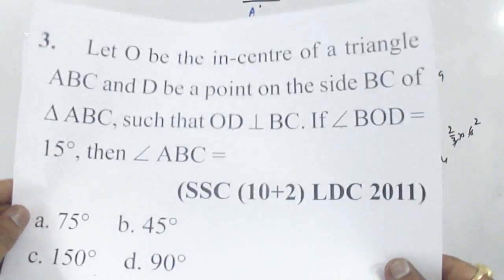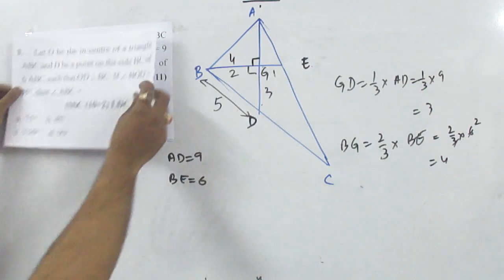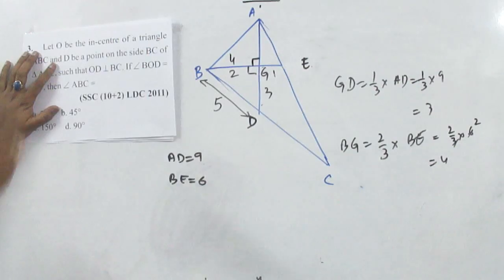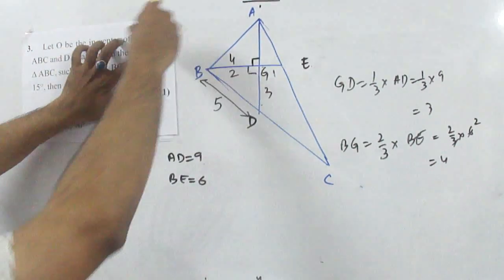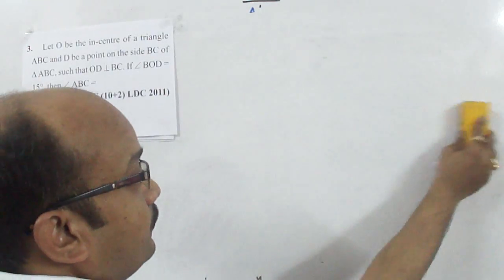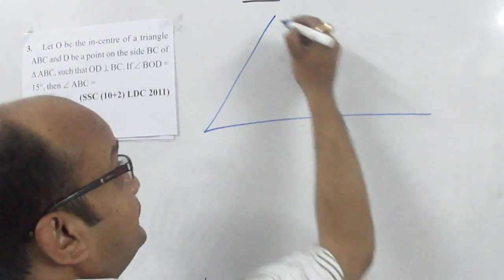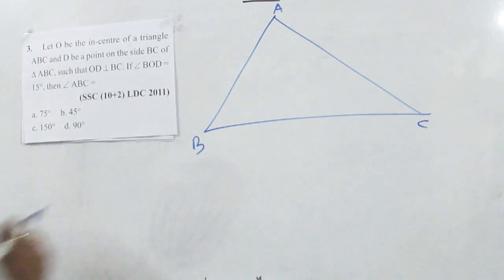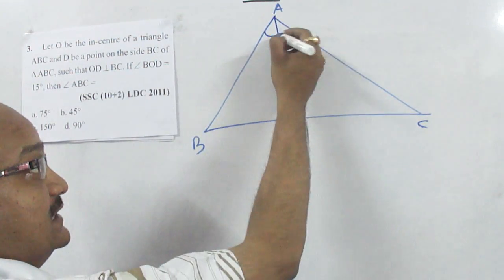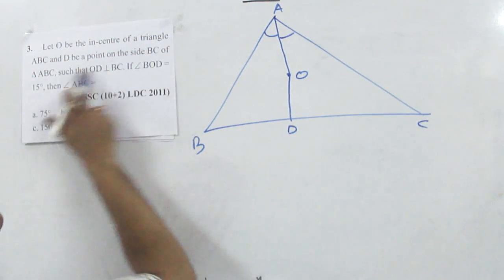Write this question. This is question number 3. O is the incenter of triangle ABC and D is a point on side BC of the triangle such that OD is perpendicular to BC. O is the incenter, which means the lines are angle bisectors. This angle is equal. This is O, and we have drawn a perpendicular from O to BC, such that OD is perpendicular.